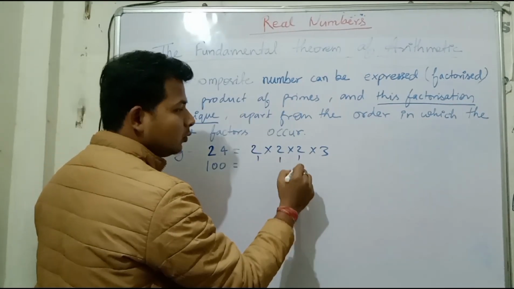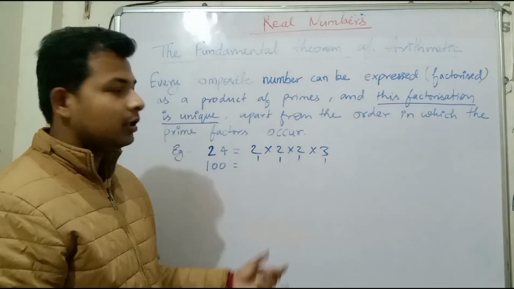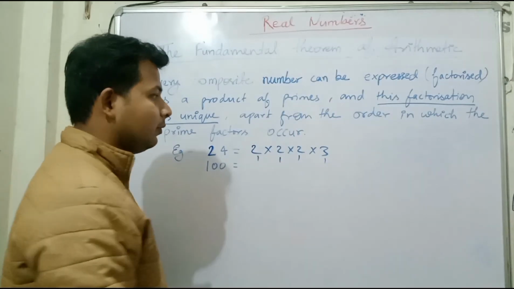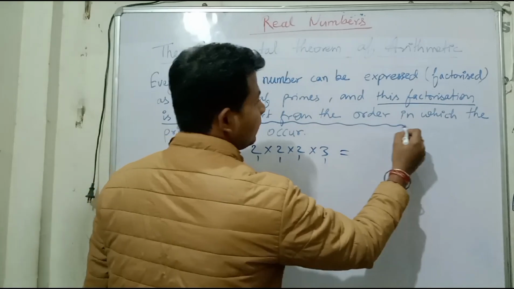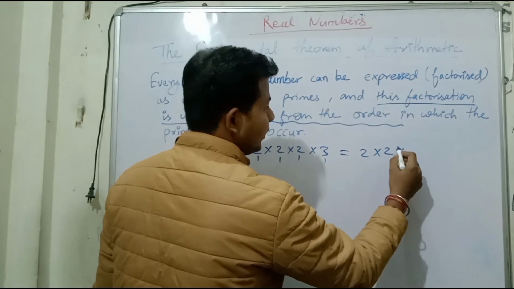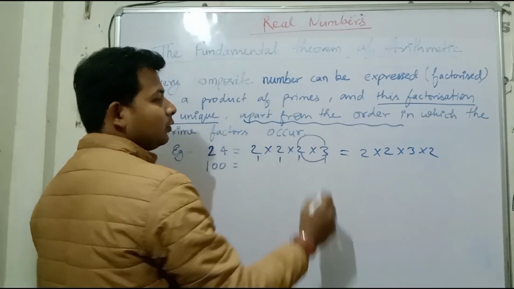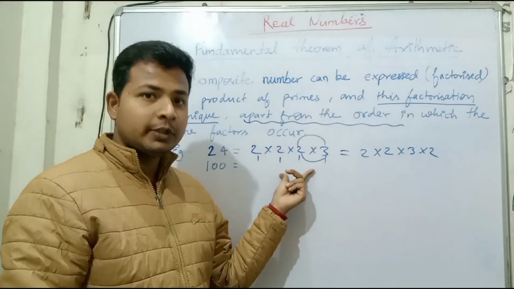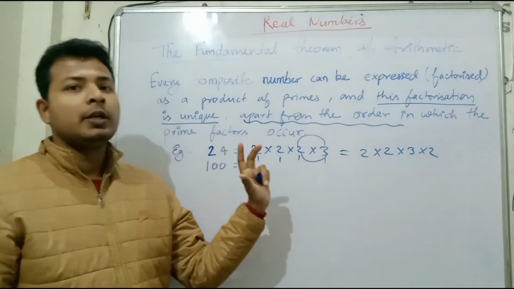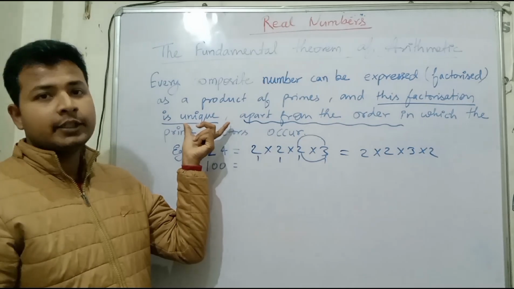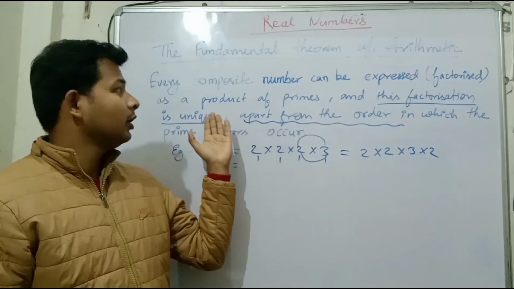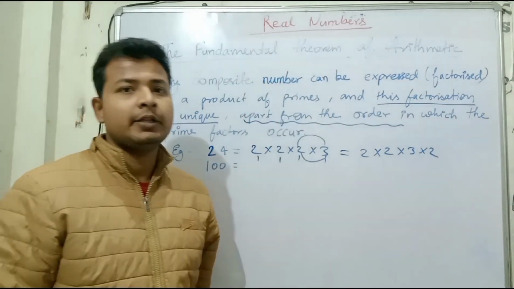That means there are three 2s and one 3, and this factorization will remain the same. One more thing here is, apart from the order in which the prime factors occur. That means if you start writing 2 into 2 into 3 into 2, if you change the order of 2 and 3, all the numbers in this factorization will be the same, or you can say unique. This theorem is known as the fundamental theorem of arithmetic, also known as the uniqueness theorem of arithmetic.